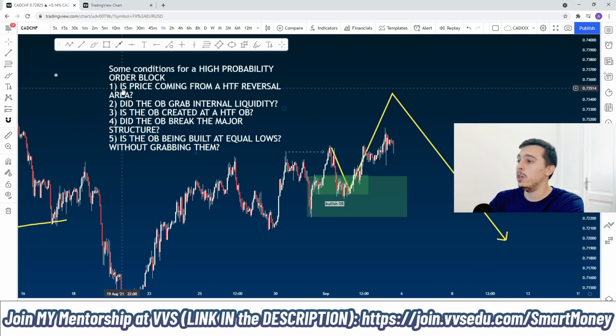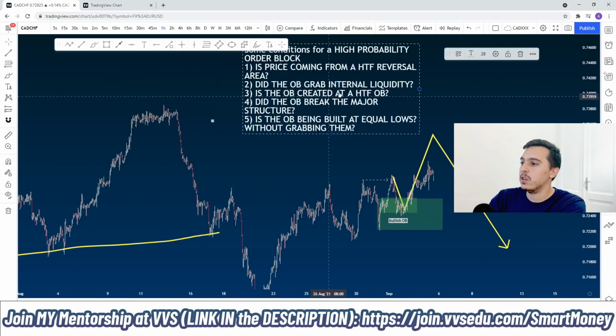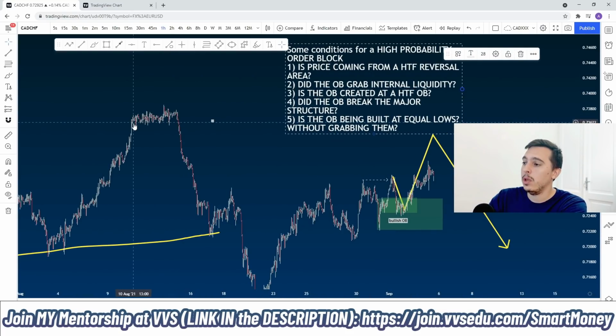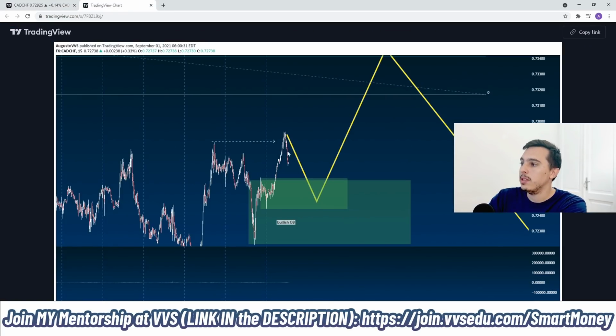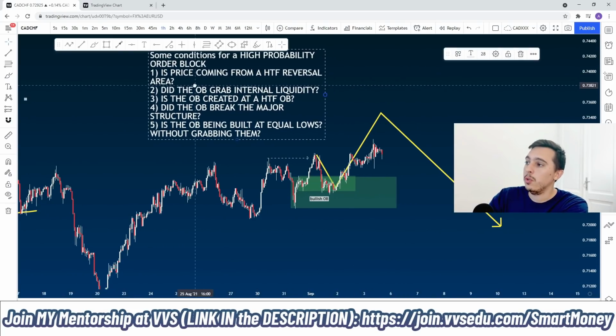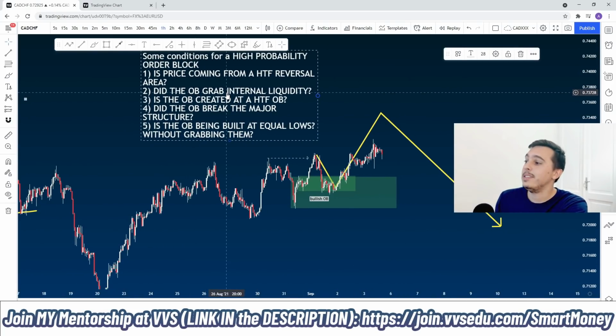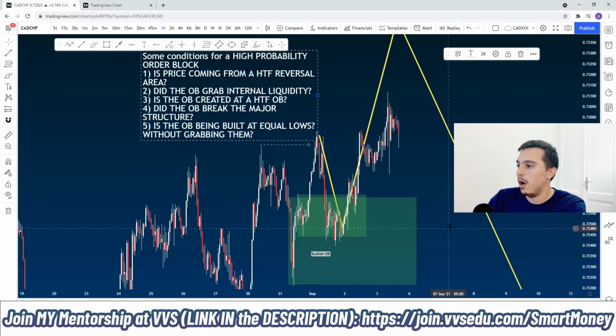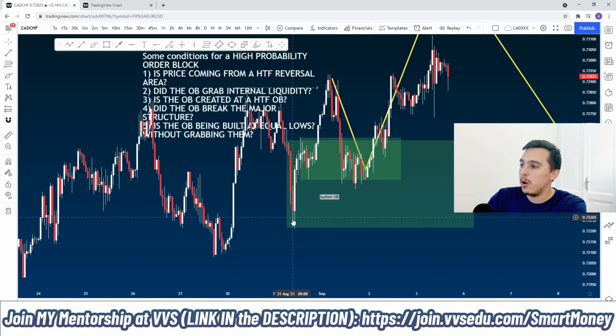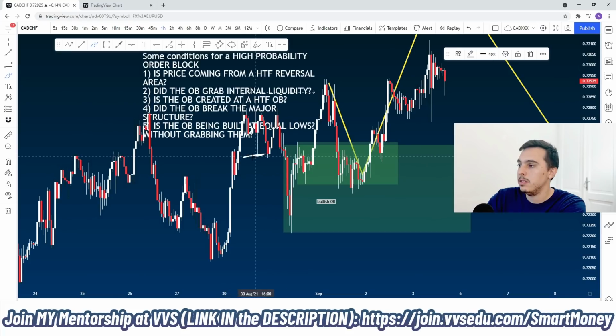So the first question is, is price coming from a higher time frame reversal area? If we zoom out a little bit, the higher time frame reversal area is up here where we have an imbalance and we have the bearish order block. And at the moment when I was analyzing this pair, as you can see, price wasn't coming from that level. So the first one is a simple no. Price is not coming from a high time frame reversal area. Did the order block grab internal liquidity? Well, as you can see, this is the order block that I was selecting at the moment. This move down is the one in charge of stop hunting these lows and this low here, which is considered internal liquidity. So it did grab internal liquidity.